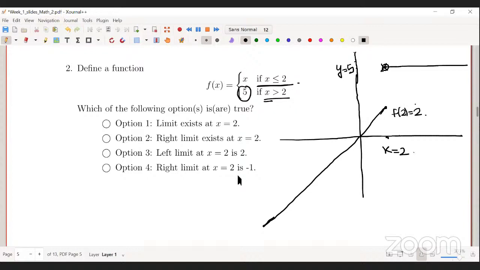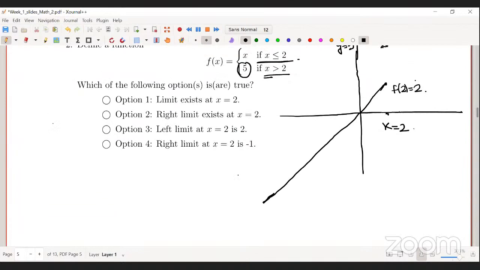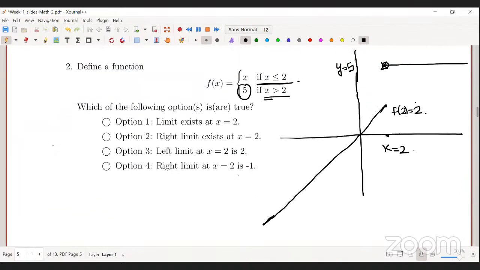So the first question is basically asking for the limit of the function at x is equal to 2. The same procedure: we have to calculate the left hand limit, then we have to calculate the right hand limit. If both the left hand limit and right hand limit are equal, then we can say that the limit of the function exists at that point. Otherwise, certainly the limit doesn't exist. So first we'll calculate the right hand limit.